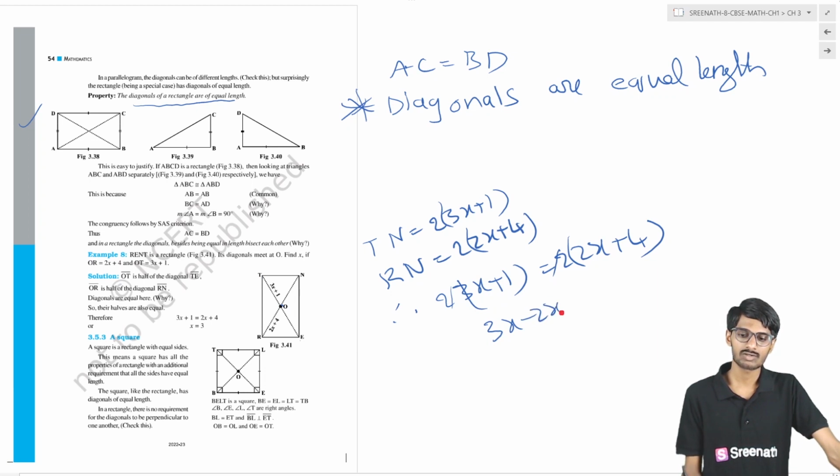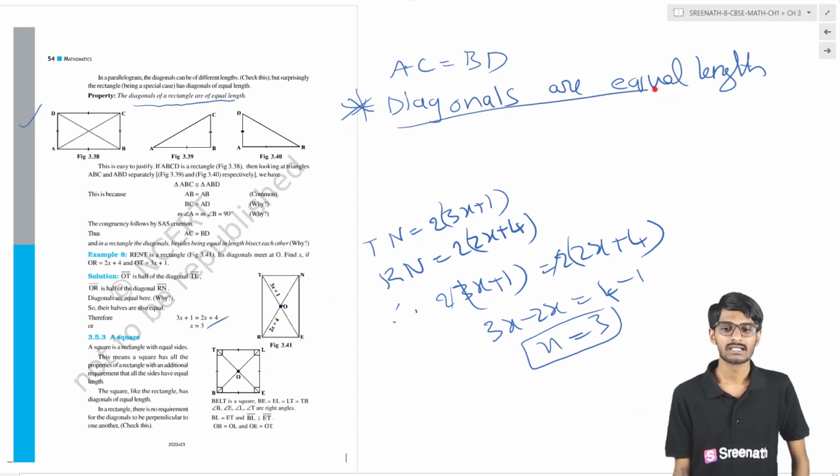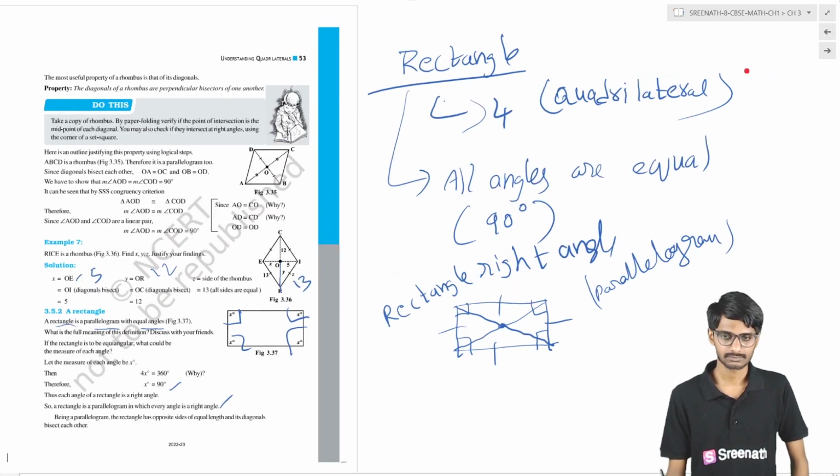3x minus 2x equals 4 minus 1. I have taken 1 to that side and transposed 2x to this side. So 3x minus 2x equals x, and 4 minus 1 equals 3. So finally the value of x equals 3, students. So this is what we have to remember in a rectangle. In a rectangle, diagonals are of equal length. In a rectangle, all angles equal 90 degrees. In a rectangle, diagonals bisect at the midpoint.